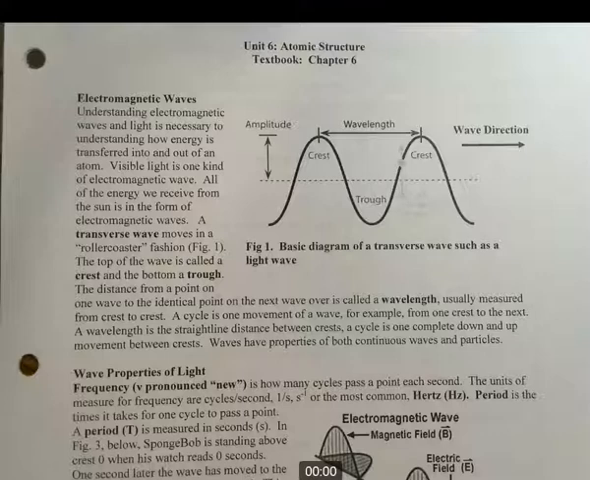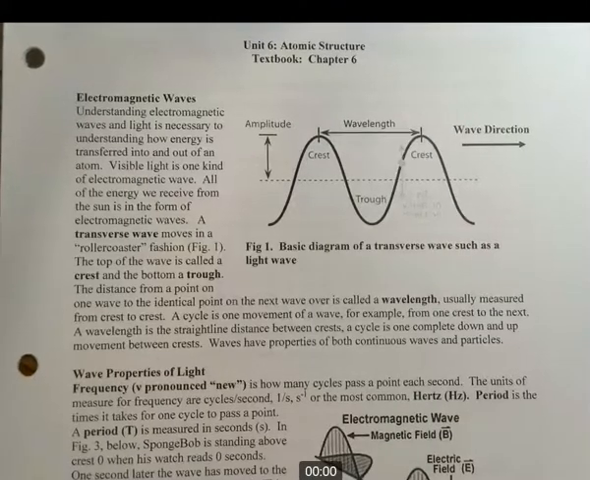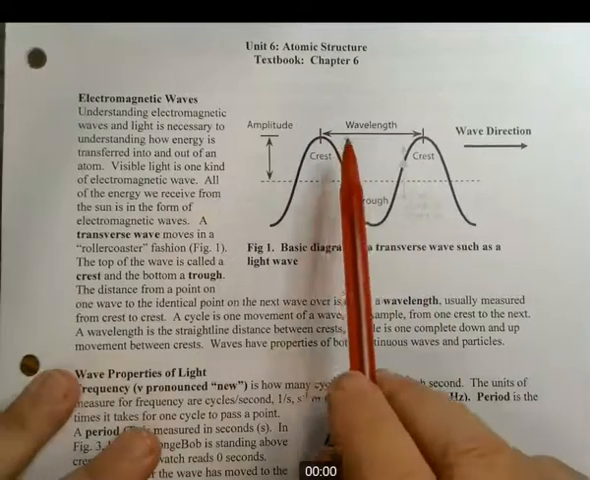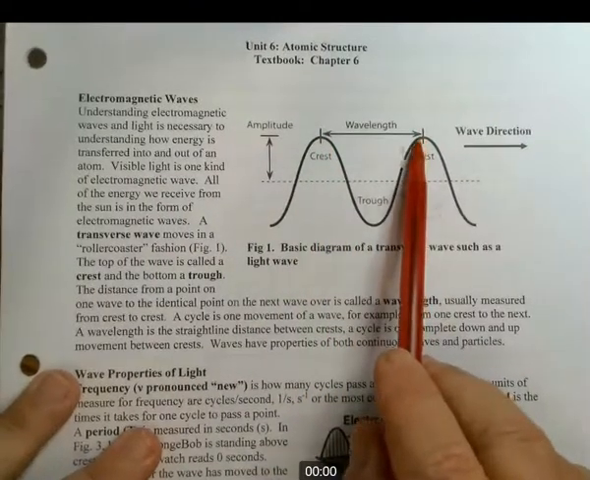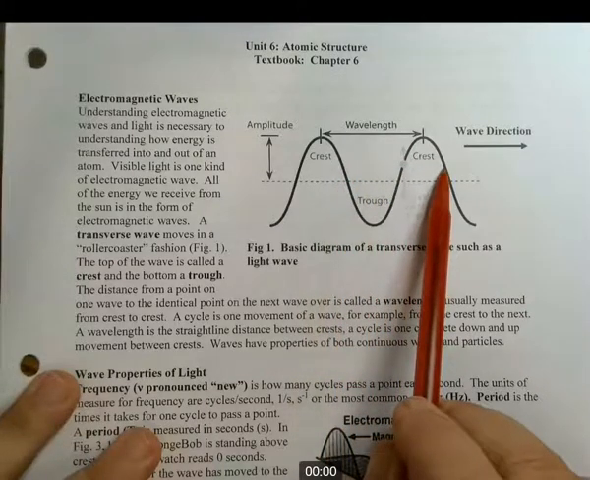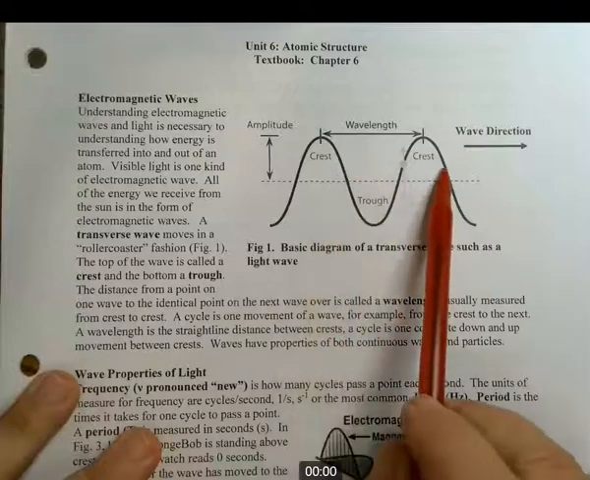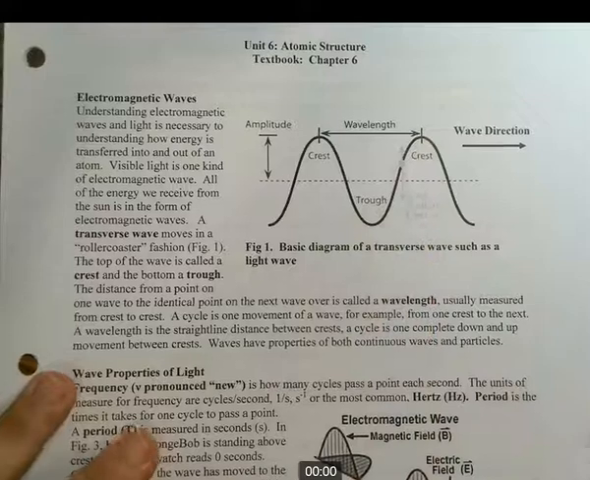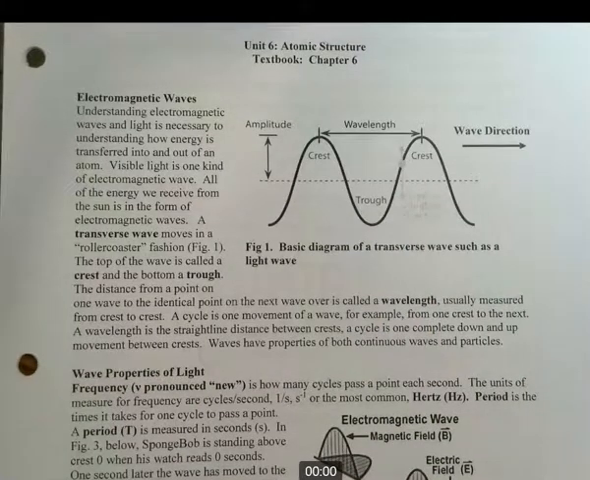The distance from a point on one wave to the identical point on the next wave over is called a wavelength. So up here you see from the crest here to the crest there would be a wavelength. But just as easily we could have said from this point right here to the identical point over here would have been one wavelength as well, and that would be exactly the same distance as this right here. It's usually measured from crest to crest because that's just the easiest to visualize. A cycle is one movement of a wave, for example, from one crest to the next. A wavelength is the straight line distance between crests. A cycle is one complete down and up movement between crests.